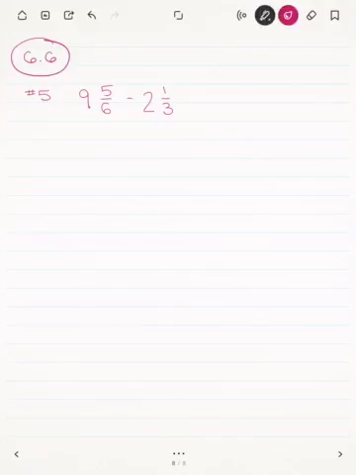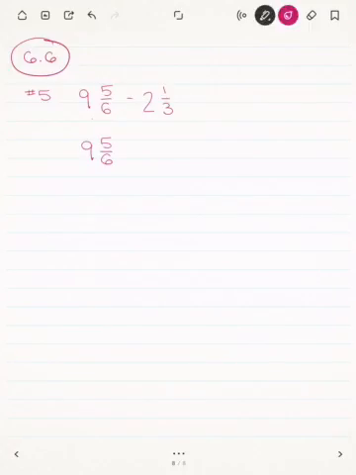So I'm going to show you two different ways you can do these. You can either keep them as mixed numbers, finding common denominators, and then subtracting or adding, or you can turn them into improper fractions or fractions greater than 1, and then again finding that common denominator so that you can do the calculation. So this is number 5 from lesson 6.6. We have 9 and 5/6 minus 2 and 1/3. Obviously they are different denominators, so we need to find a common denominator. 6 is a multiple of 3, so we can use 6.